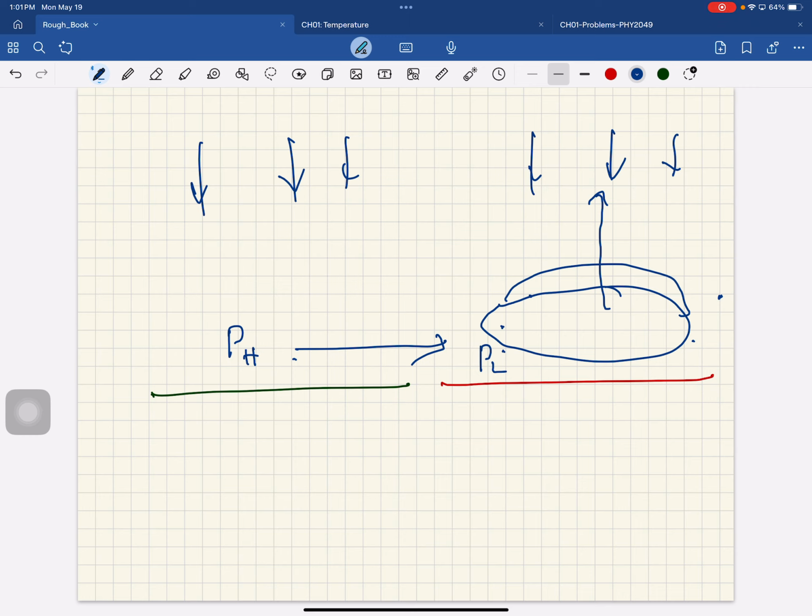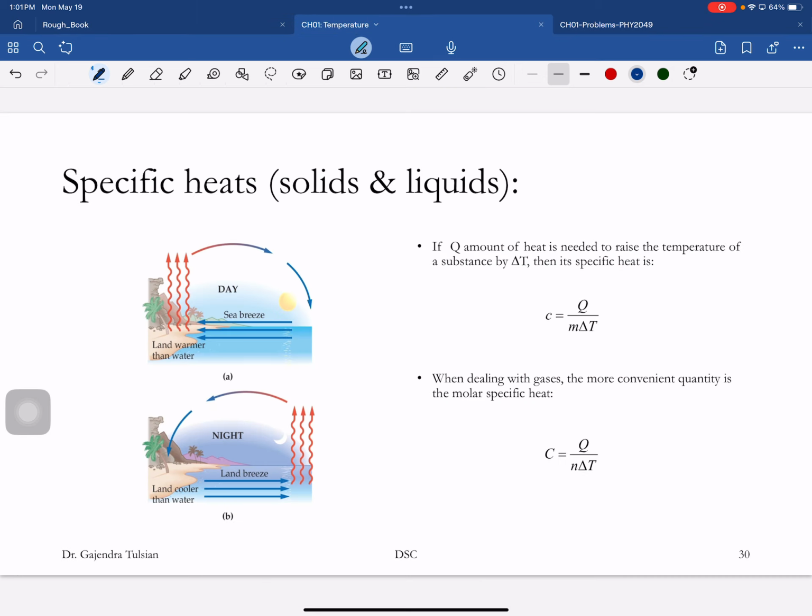At night, this guy will lose heat faster. This guy gets colder, the pressure is higher, and the breeze will reverse. That's emphasized here.